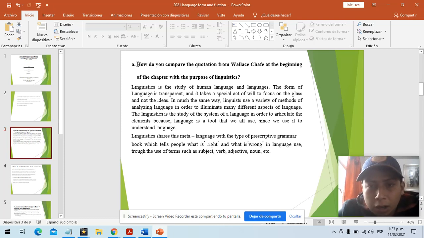In much the same way, linguistics uses a variety of methods of analyzing languages in order to illuminate many different aspects of languages. Linguistics is a study of the system of languages in order to articulate the elements, because language is a tool that we use. Since we use it to understand language. Language shares these metalanguages with the type of prescriptive grammar book, telling people what is right and what is wrong in language use through the use of terms such as subject, verb, adjective, noun, etc.